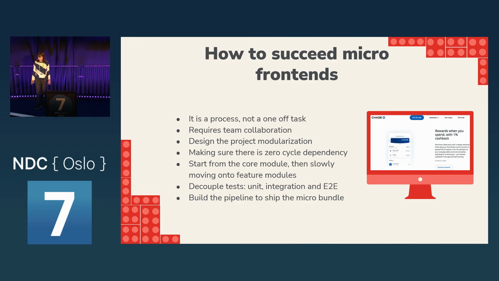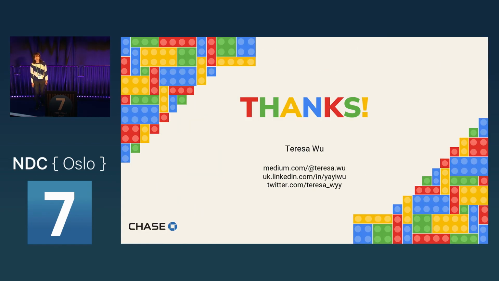And yeah, we designed the project. We made sure there are zero circular dependencies. We started from one module, which is a core module, and then slowly moved on to each feature module. We have also decoupled our tests, so you have unit tests, integration, and end-to-end. And in the end, we have also built the pipeline to support and ship the micro bundle as well. So thank you. This is my talk.